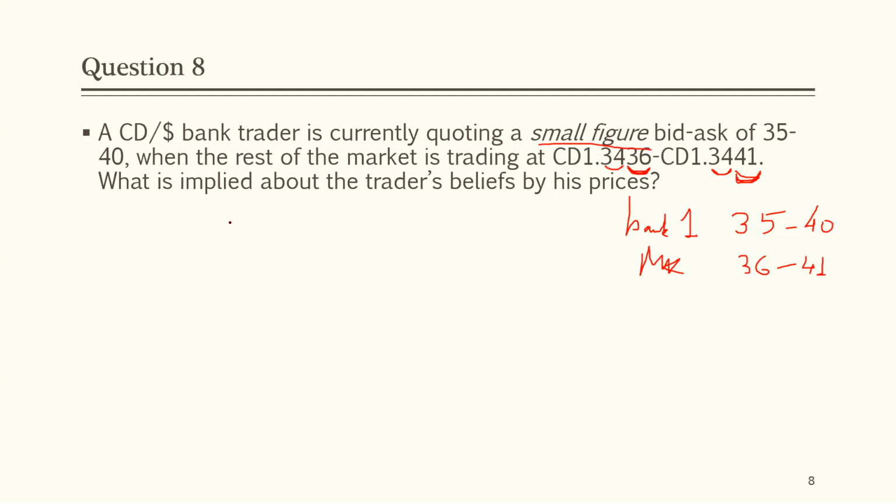So the question here is, what is implied about the trader's belief by his prices? In other words, if we look at Bank One's bid and ask prices, what does it tell us about their belief of the 2 currencies in question? I want you to think about whether the bank is trying to sell the USD or trying to buy the USD. So let's think about this for a minute, and when we come back, let's discuss the question.